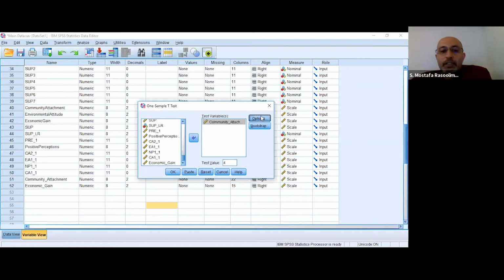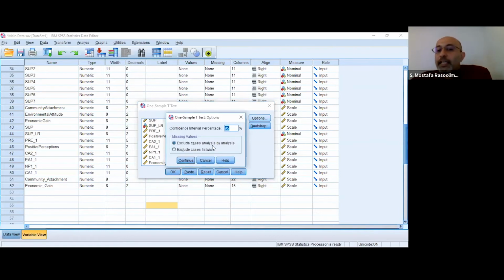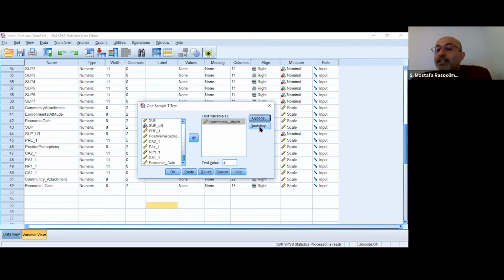In Options, okay, here in Options you have list-wise or case-wise or pair-wise for missing values. If you already didn't solve missing values, you can select one of these two methods here to deal with your missing values. Okay, so continue. There is another option here, bootstrap, right?